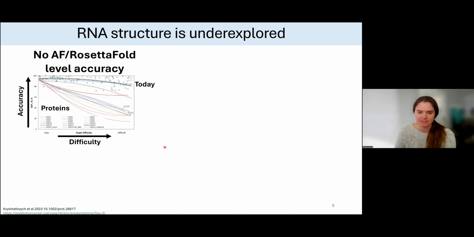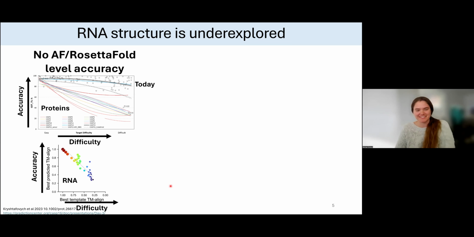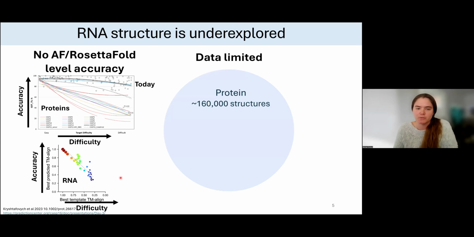For RNA, unfortunately, it's a little different. So current day, these are results from CASP16, where along with Rhiju, we assessed the RNA category. And what you can see is we're back in the old days of protein structure. So we have this very clear trend where once we no longer have a homolog with a known structure, we are very, very bad at predicting that RNA structure. So we really cannot rely on those computational tools.